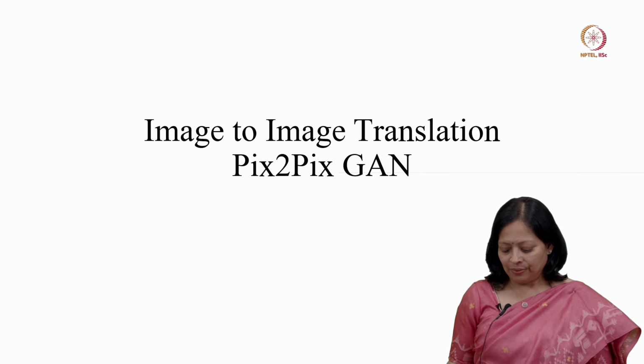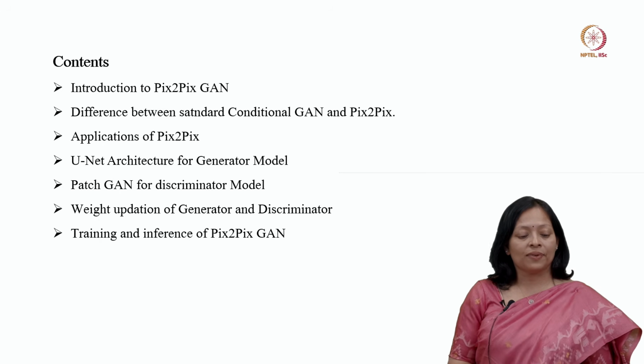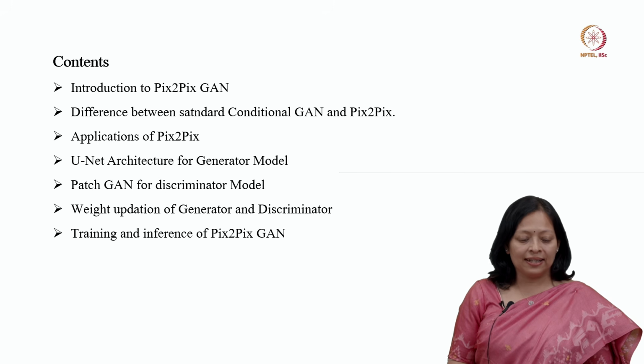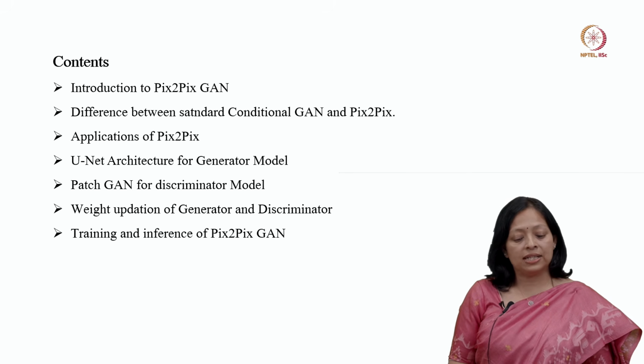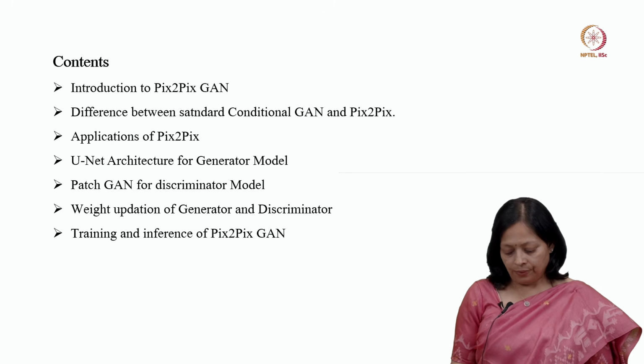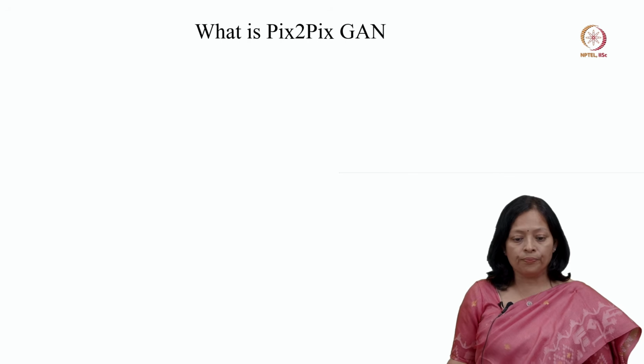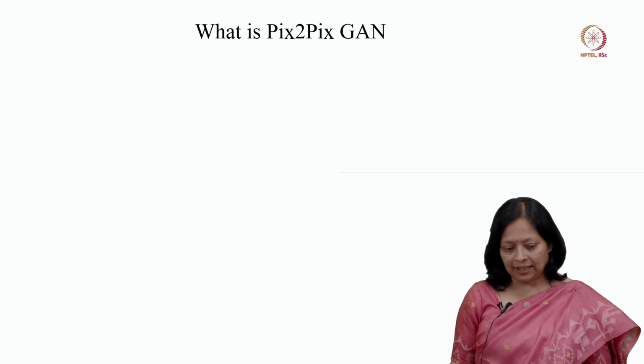Okay. So, we will have a look into the contents: introduction to Pix2Pix GAN, difference between conditional GAN and Pix2Pix, application of Pix2Pix GAN, U-Net architecture for generator model in Pix2Pix, PatchGAN for discriminator model, weight updation of generator and discriminator in Pix2Pix, and training and inference of Pix2Pix GAN. So, we will start with introduction to Pix2Pix GAN, what exactly it is.